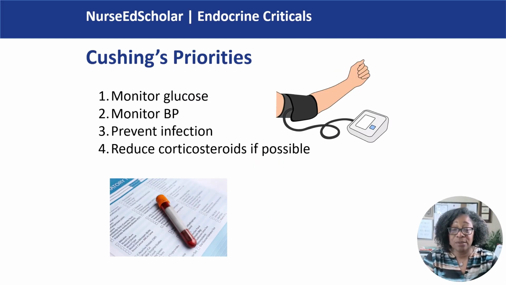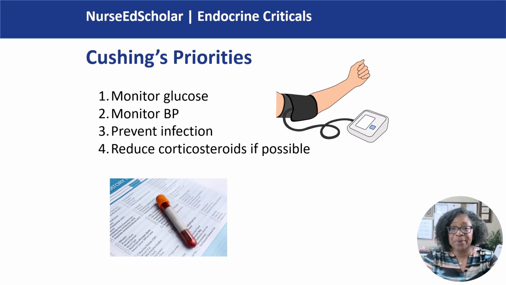Now for Cushing's, what are you going to do with your patient? You're going to monitor their glucose. They're going to have that high cortisol. So you're going to monitor glucose, their white blood cell count, because they're going to be an infection risk, sodium, potassium. You're going to monitor their blood pressure because of hypertension. We talked about increased cortisol causing vasoconstriction, and then also that water retention.